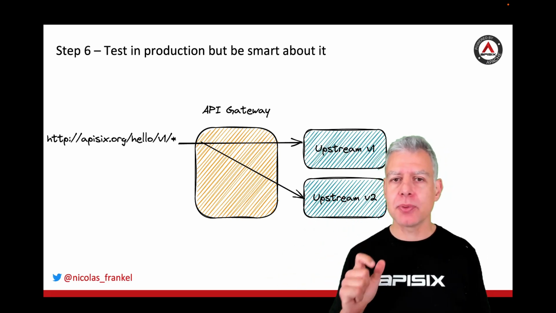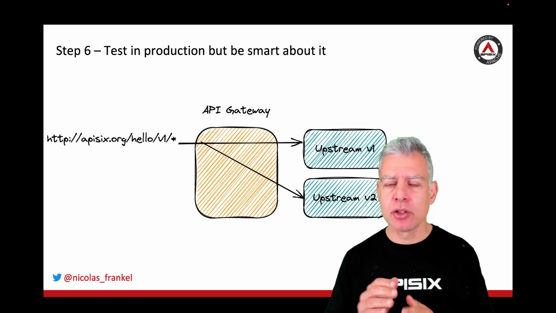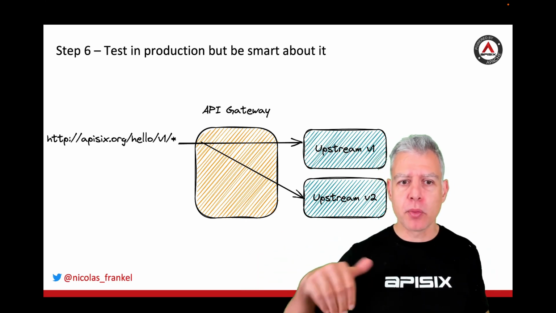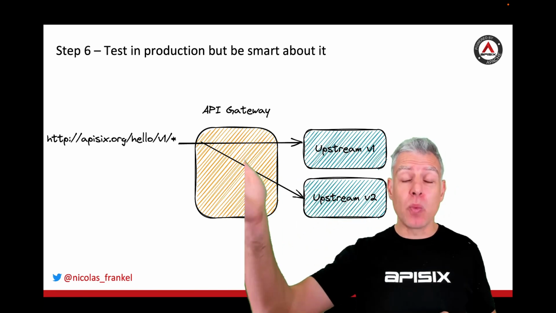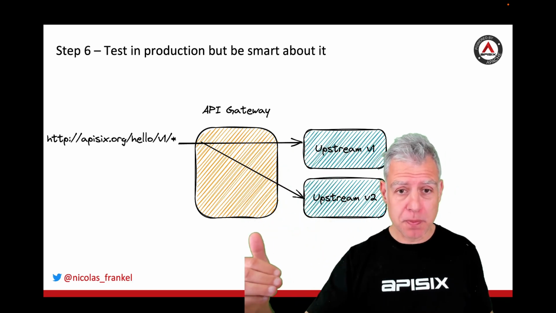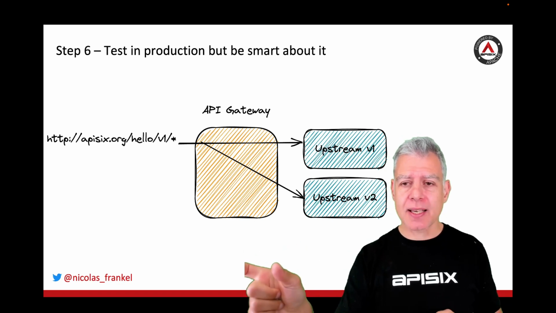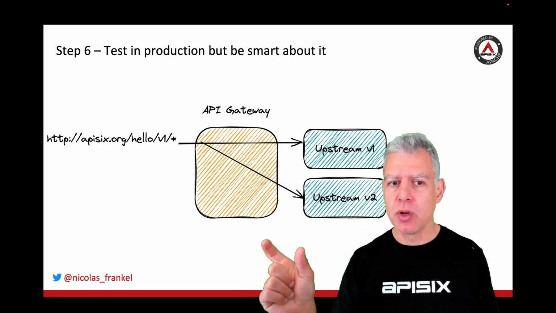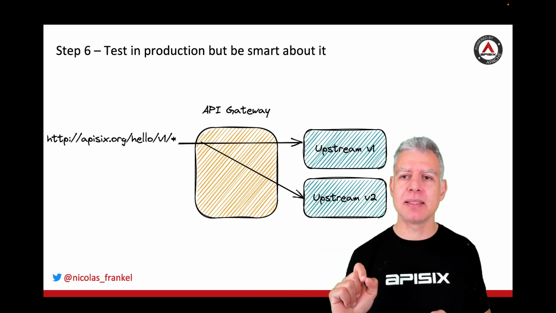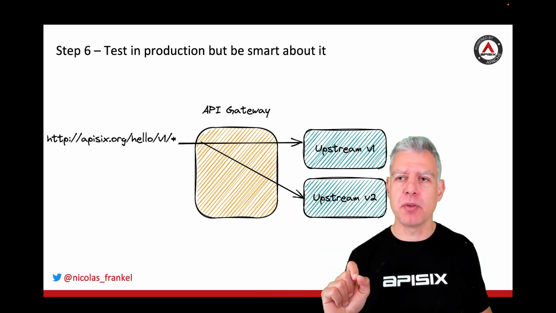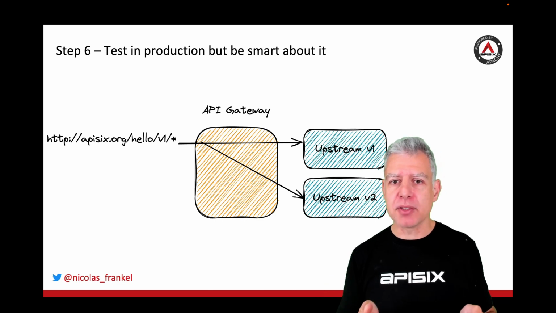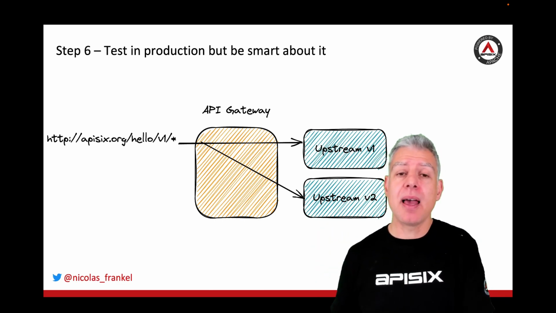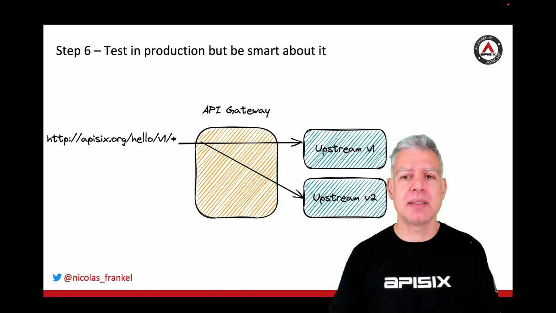The first thing that we can do is just duplicate the production load, send it to both the upstream v1 and the upstream v2, and check that the response code from the upstream v2 looks exactly the same as the response code from the upstream v1. If they have the same curve, it probably means that they behave the same and we have more confidence in deploying.